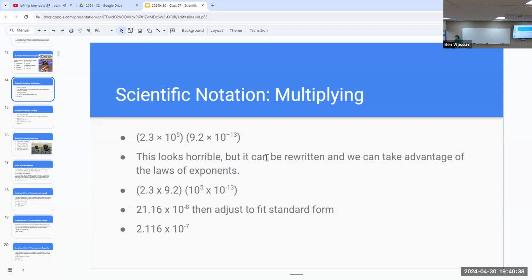So you have something like this. You're just going to take the 2.3 and multiply it by the 9.2, and then you're going to take the 10 to the fifth and multiply that onto the 10 to the negative 13th. The 2.3 times 9.2 gives us 21.16. 10 to the fifth times 10 to the negative 13th, you add the powers, so we get negative 8. And then from there, you have to fix the scientific notation. It's in the wrong format, 21 point. You got to move it over one to the left. You're moving to the left, so you add 1 to the power. Negative 8 plus 1 is negative 7.